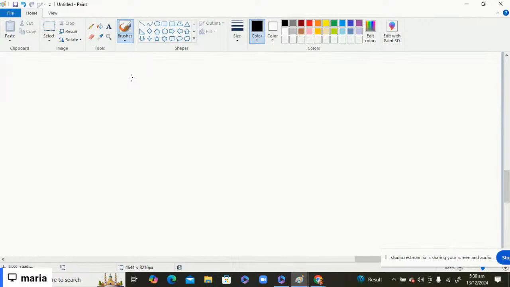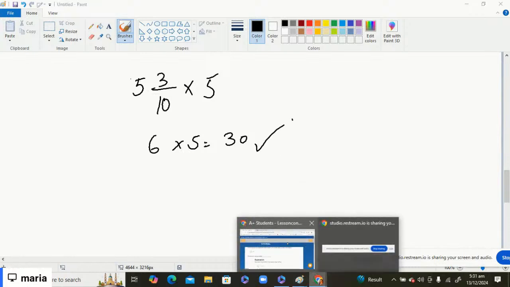For example, if here is 5 and 3/9, or you can say 3/10, not 3/9. Let's put it here, 3/10, and then times 5. So here is 5 and 3/10, so it can be rounded to 6, and 6 times 5 is 30. Okay, so we're going to convert this one as well.